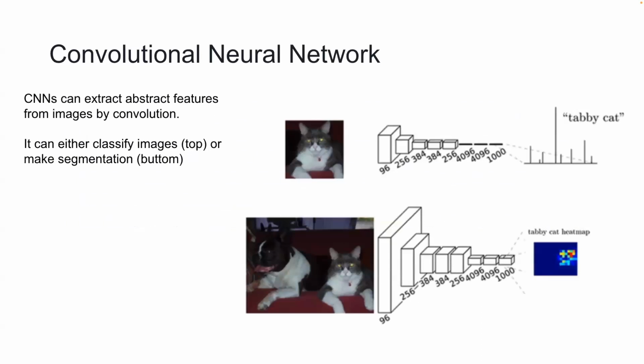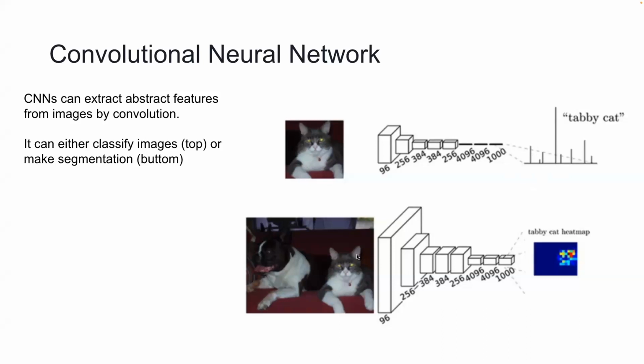So this is a very basic introduction of convolutional neural network. It can extract abstract features from images by convolution. So in the top image, we have a cat. And these boxes are actually features in this image. And we can use convolution to extract this feature information from the image. And finally, we can produce a prediction. So in this example, each vertical line indicates the possibility of one category. So the highest one is tabby cat. So we can predict this image as a tabby cat.